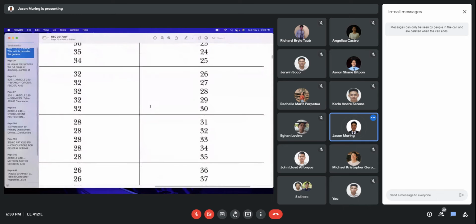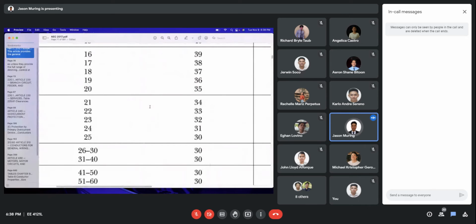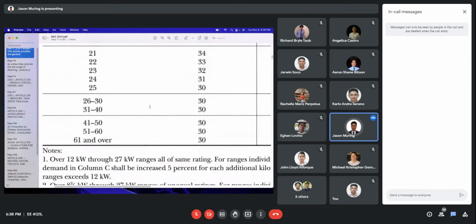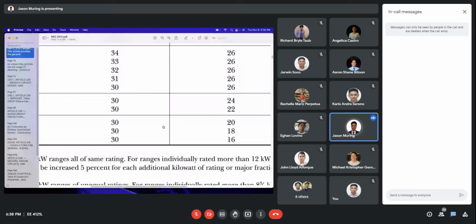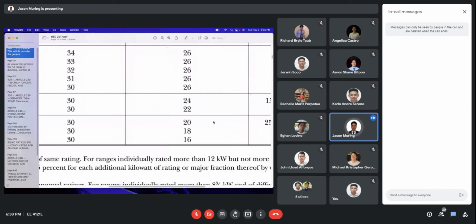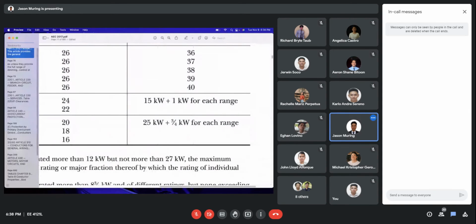So it's up here. Okay, but according to the number, there are 50. So if we are to calculate the total demand for that feeder, we have to look at this number. This is for 41 to 50, so it belongs here. Okay, this is for column A, column B, and this is for column C. So we have to apply this. For column C, if there are 50, 41 to 50, we use this 25 kilowatt plus 3/4 of the range.